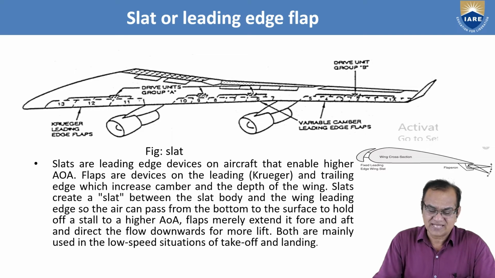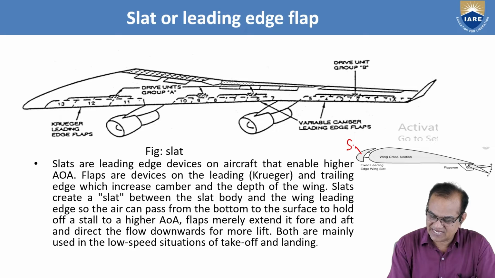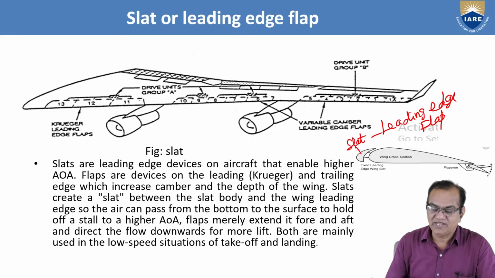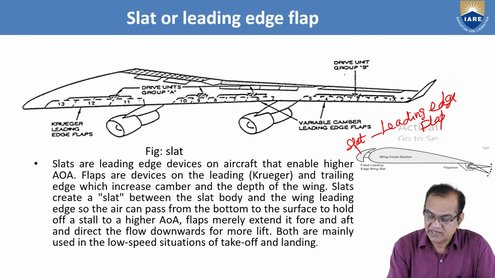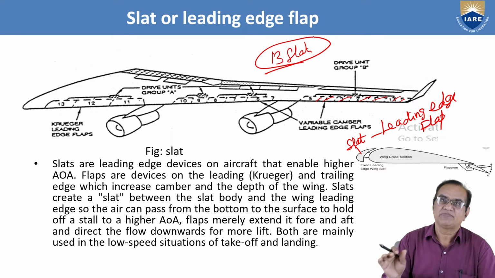So now slats, or the leading edge flap. Here you can see a slat, which is also called the leading edge flap. What is the purpose and how does it work? At the leading edge, you can see it is extended. There are 13 slats in this wing, and all will be operated by the pilot.